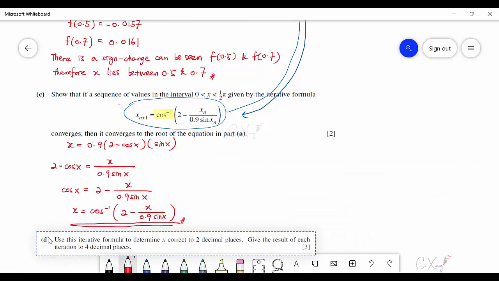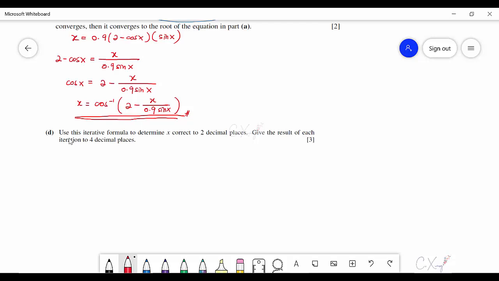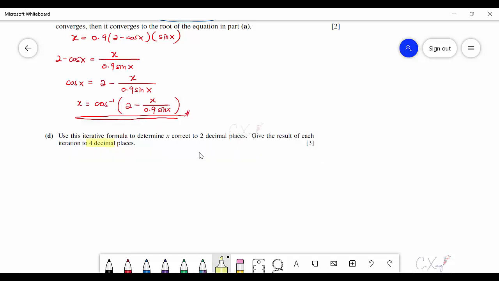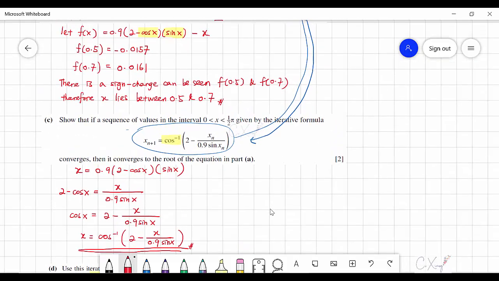So what we have for part D here: they want you to use the iteration formula to determine x correct to 2 decimal places, and your iteration should be in 4 decimal places. Of course, we need to have the initial value first. So what is the initial value that I want to use? Maybe from here, I can refer to my part B.